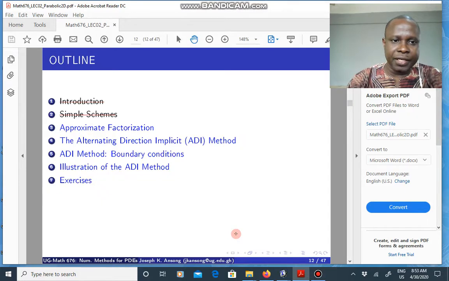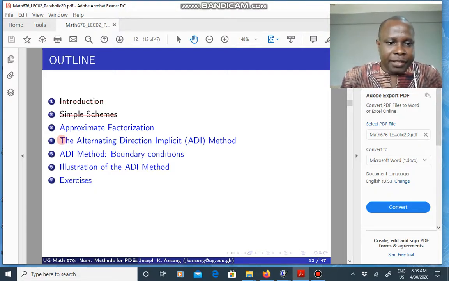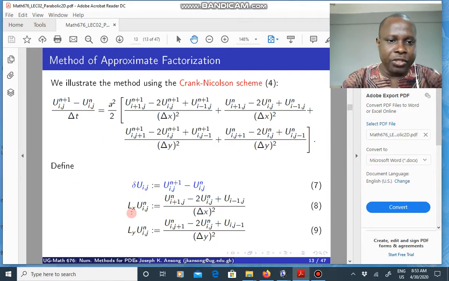So in this lecture we want to look at the approximate factorization method. We are not going to dwell too much on it, but it's good we deal with this because it will continue into understanding the ADI method, which we'll talk about later on, and we'll dwell a bit more on the ADI. Okay, so let's look at the approximate factorization method.